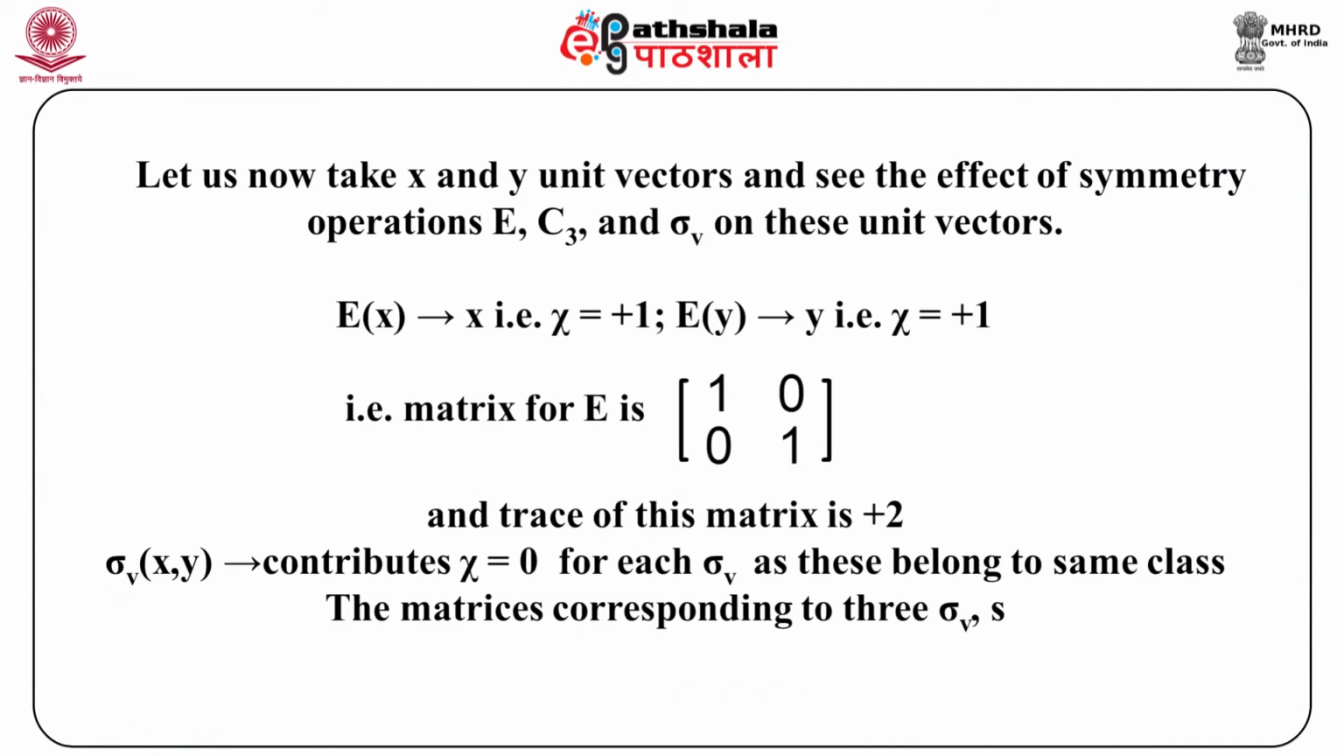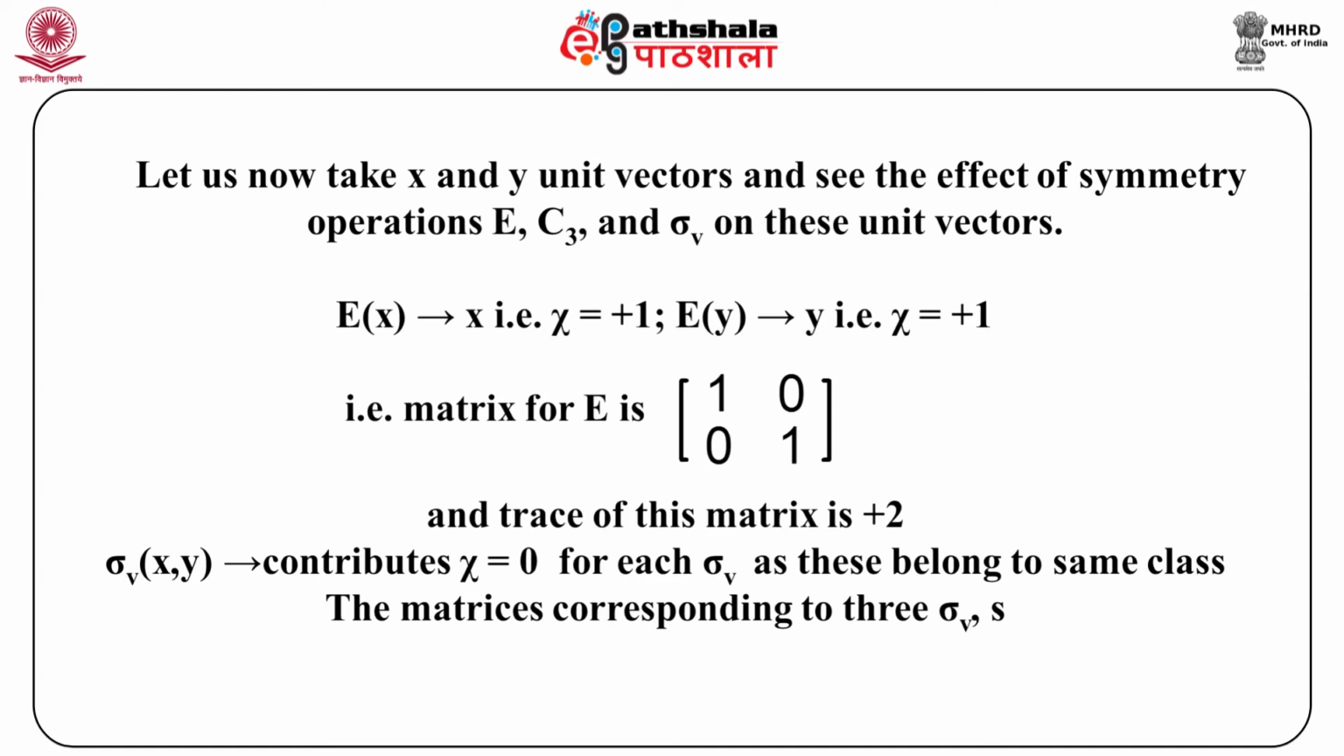Now let us take x and y unit vectors and see the effect of symmetry operations E, C3 and sigma V on these unit vectors. E operated on x gives x, character is +1. E operated on y gives y, character is +1. That is, matrix for E is 1, 0, 0, 1, and trace of this matrix is +2. Sigma V operated on xy contributes chi equal to 0.